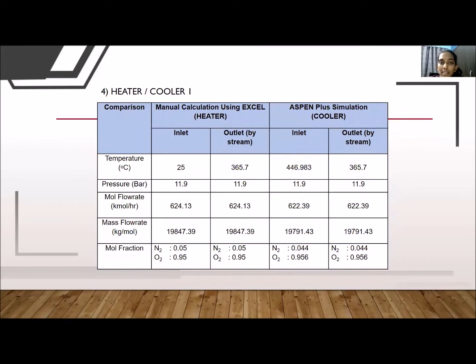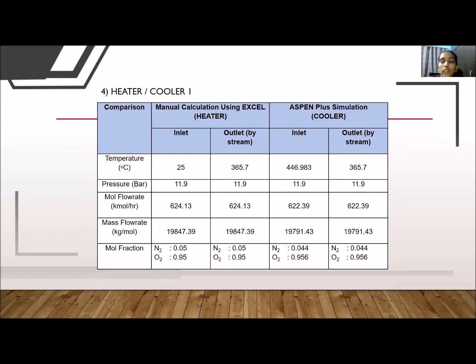So two different temperature controlling units are used in Excel and Aspen simulation. This depends on the type of compressor used earlier. In Excel, we use an isothermal compressor, hence the inlet temperature remains 25. So we need to use a heater to increase the temperature to 365.7 degrees Celsius. However, in Aspen, we have an inlet of around 400. Hence, we need to use a cooler to reduce the temperature to 365.7 degrees Celsius.